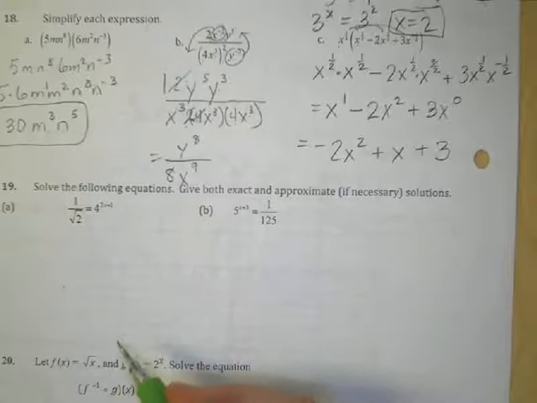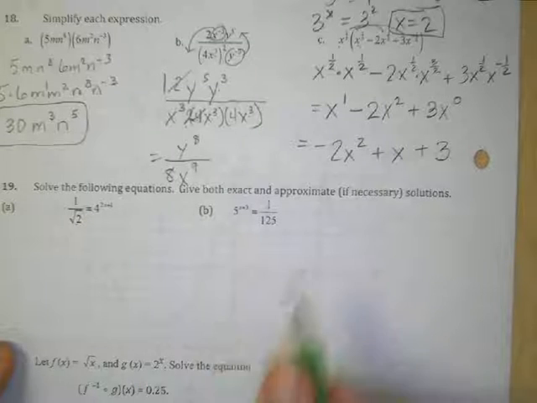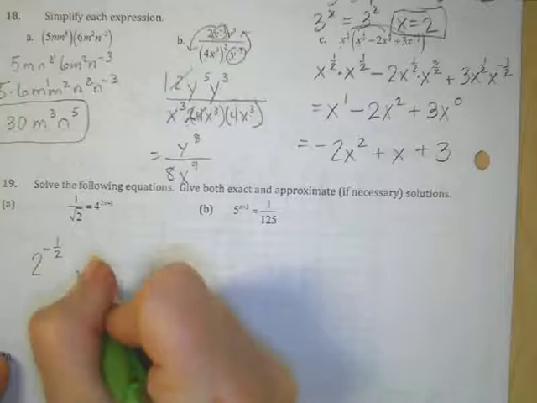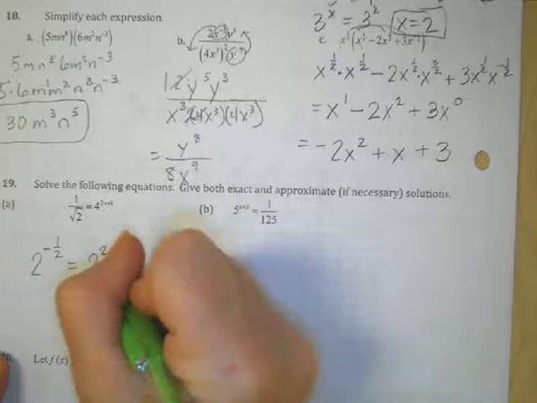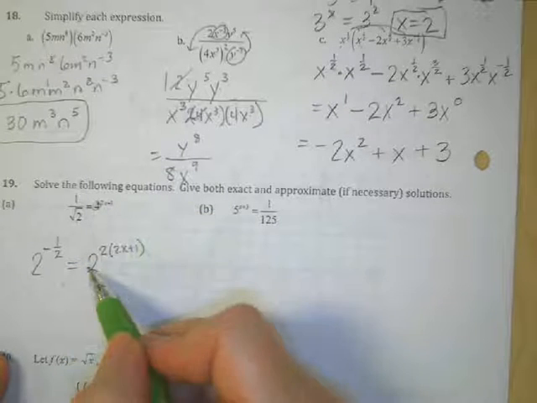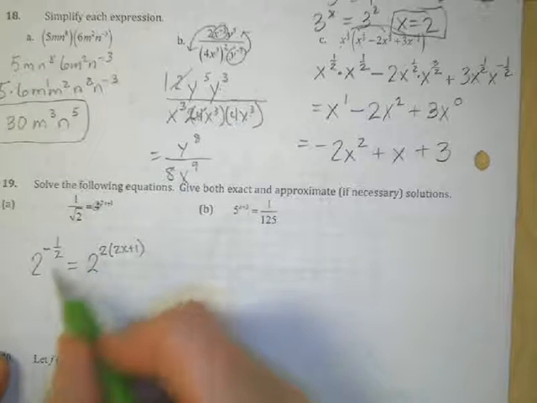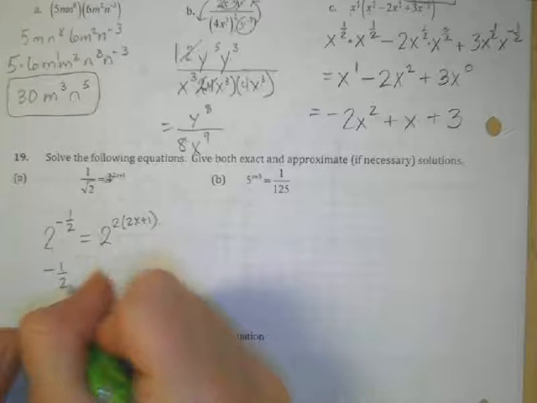Okay. The next one, if I want to solve this, the easiest way is going to be to rewrite these with the same base. So I can rewrite 1 over the square root of 2 as 2 to the -1/2. And then 4 to the 2x plus 1, I can rewrite that as 2 squared to the 2x plus 1. So I just changed the 4 to a 2 squared, and I kept my exponent. And then this one, we're kind of used to doing that with our calculus now. Now they have the same base, so I can set the exponents equal to each other.